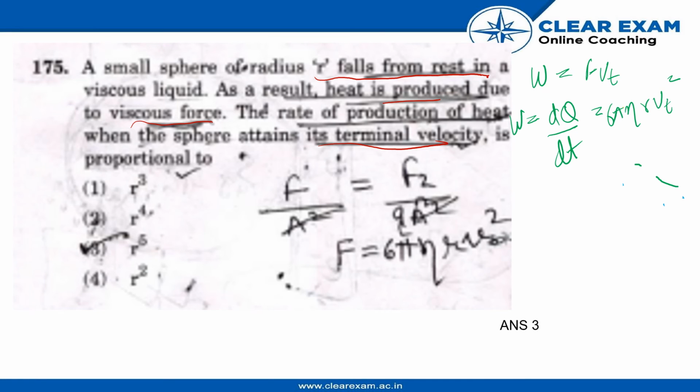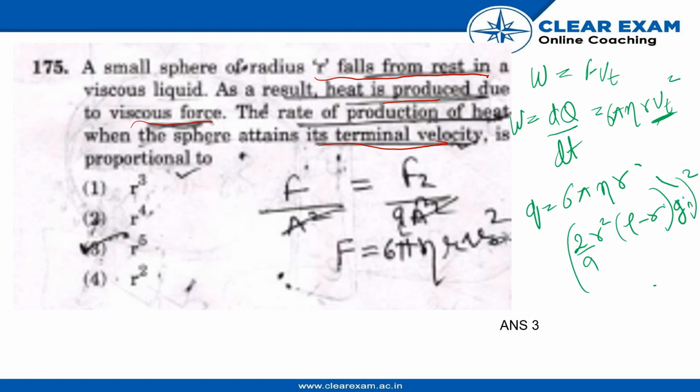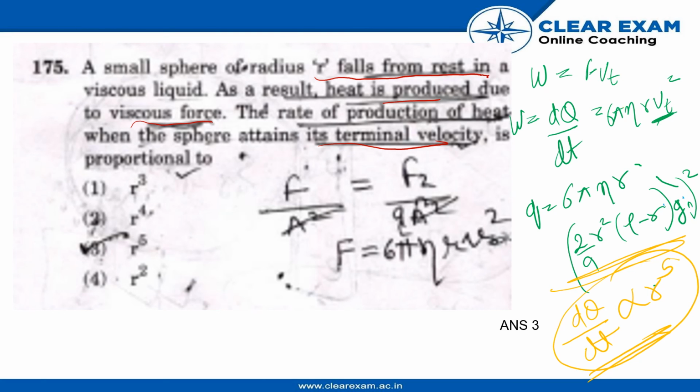So now after substituting the formula of terminal velocity in the above equation, we'll be getting dQ by dt equals 6 pi eta r, and we'll substitute the value of Vt here, that is 2 by 9 r square (rho minus sigma) g by eta, whole square. So by simplifying the above equation, we'll be getting dQ by dt is proportional to r raised to power 5. So our answer is r raised to power 5, option number 3.